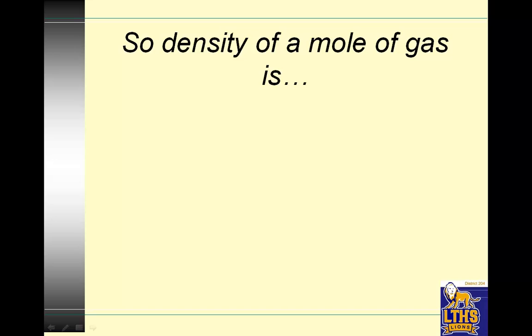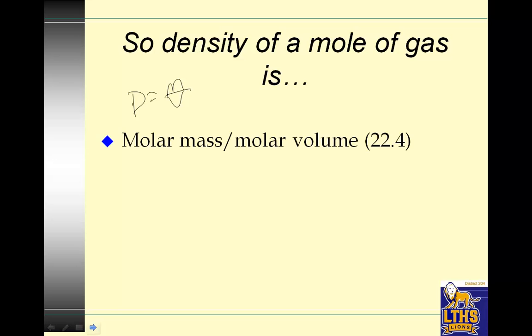So the density of a mole of gas, remember, density is mass over volume. So it's going to be molar mass over molar volume, which is 22.4. So for F2, fluorine is 38 grams over 22.4 liters, which is 38 divided by 22.4, which is 1.7. That's not grams per mole. It's grams per liter, and that's the density of it.